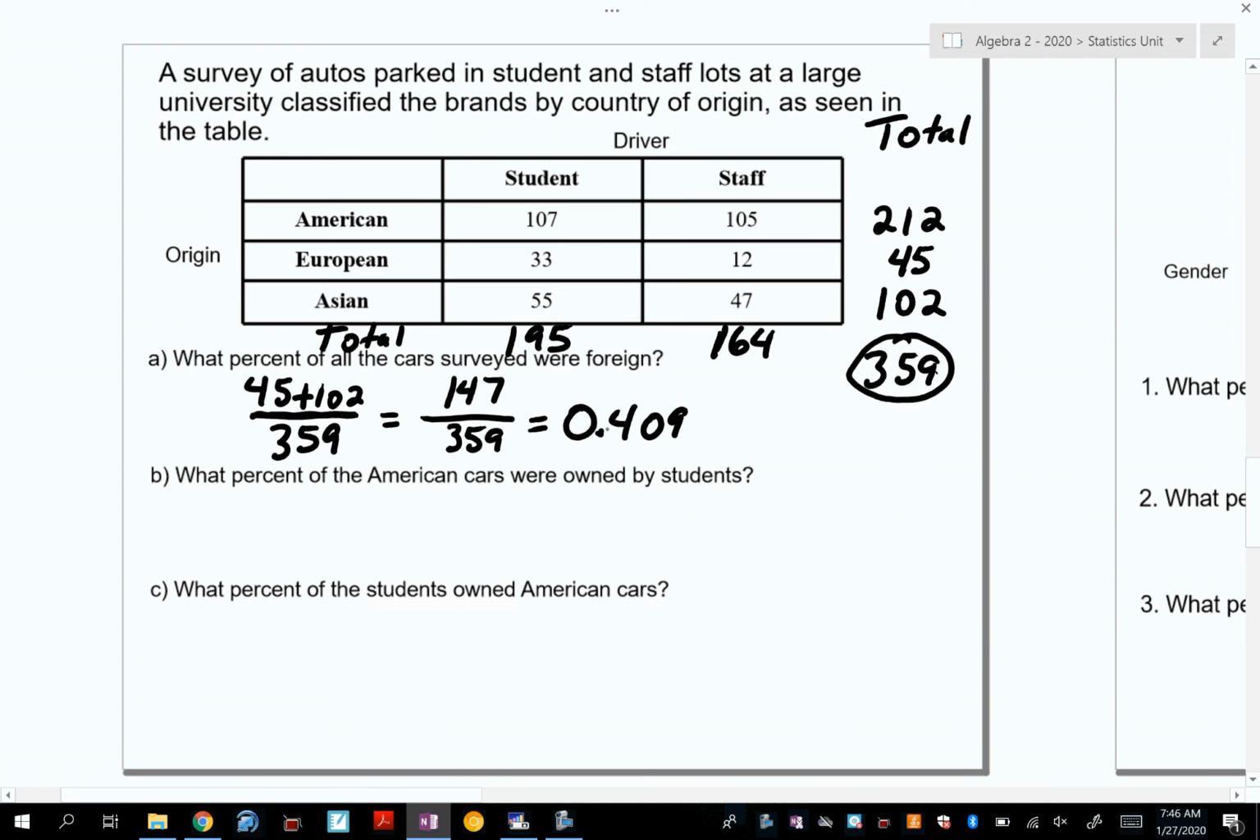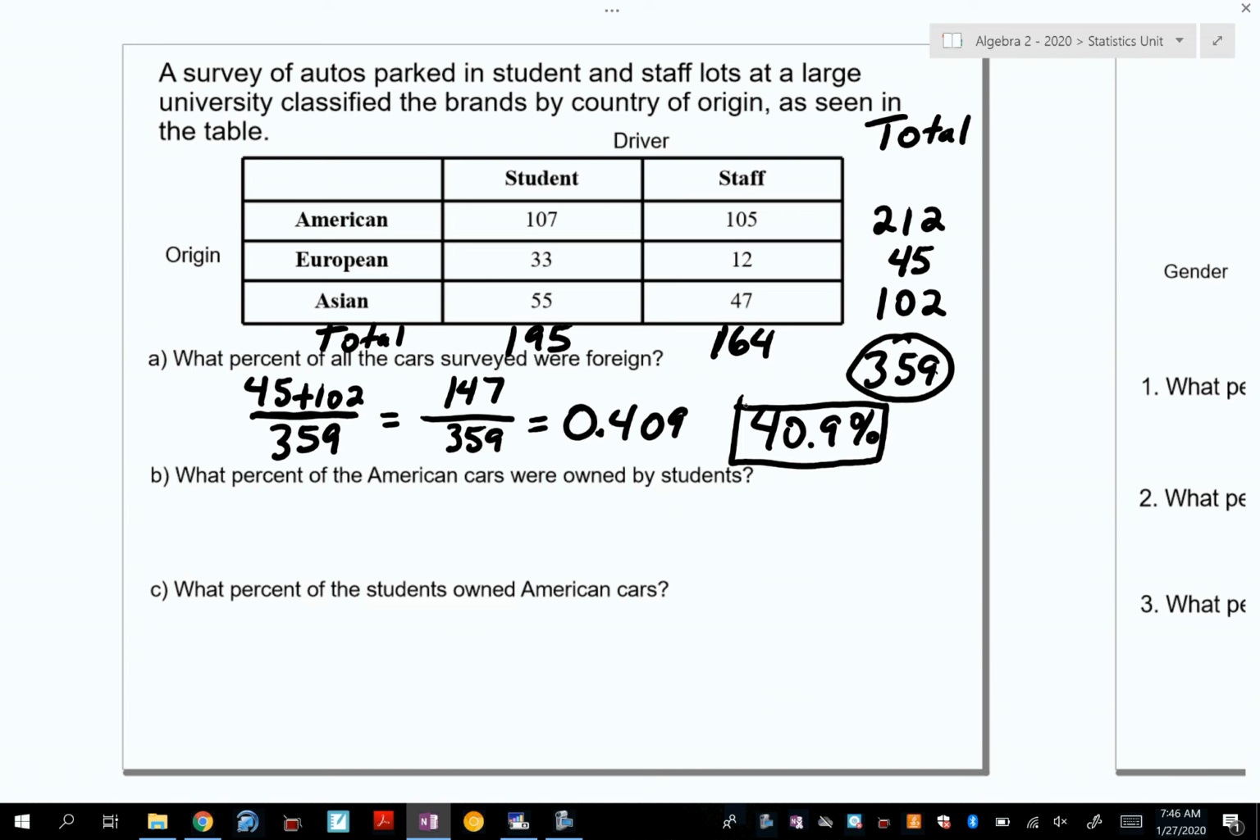Now that is the decimal version, 0.409. So what is the percentage going to be? 40.9%. And that is the answer. Okay, who has any questions about A? Because you may not have done a problem like this since you were in middle school.